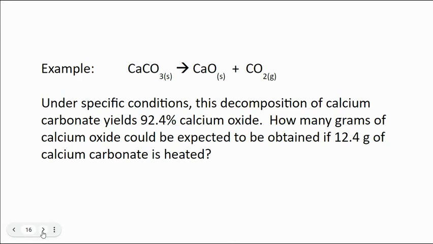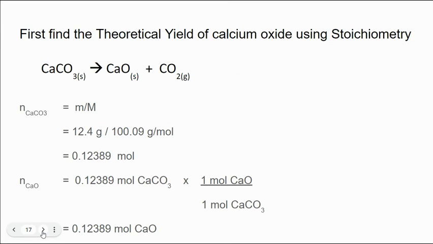So now it's kind of saying, well, what could you actually expect to get? So first thing we're going to do, we know we have a mass of 12.4 grams. Let's find our theoretical yield. In theory, how much calcium oxide could I create? So here are our steps of stoichiometry again. Number one, let's balance our equation. And it's a 1-to-1-to-1.